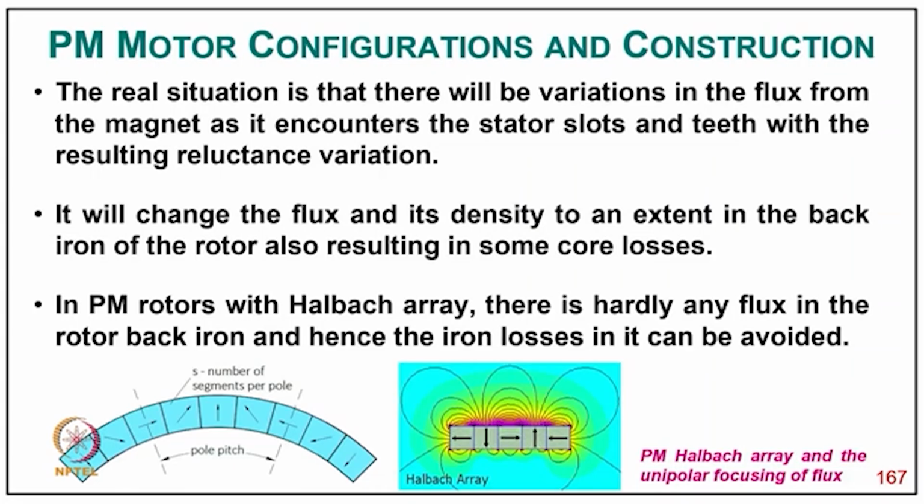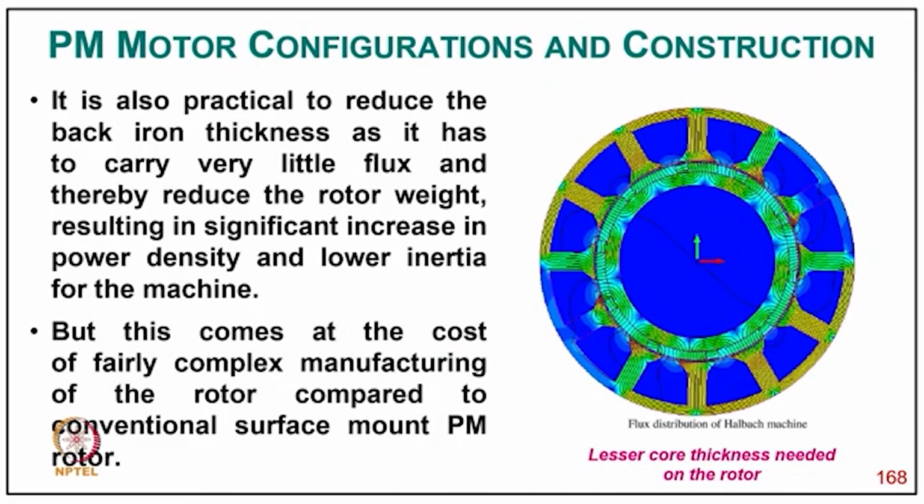In PM motors with a Halbach array, there is hardly any flux in the rotor back iron, and hence the iron loss in it can be avoided. So, typically, a PM Halbach array gives uniform flux focusing. You can see how the Halbach array is created, in a manner that shows how the flux flows into different parts, a very special kind of geometry.